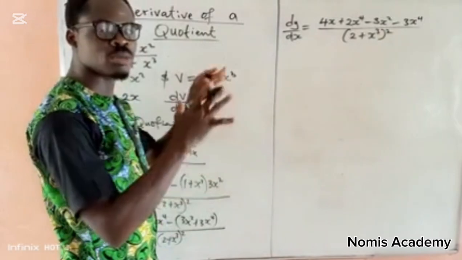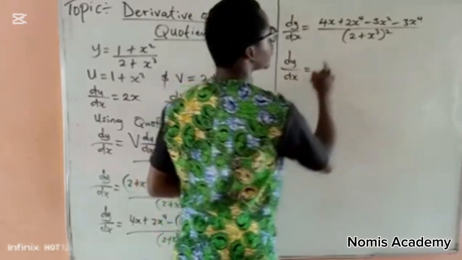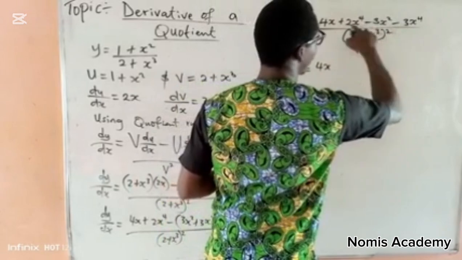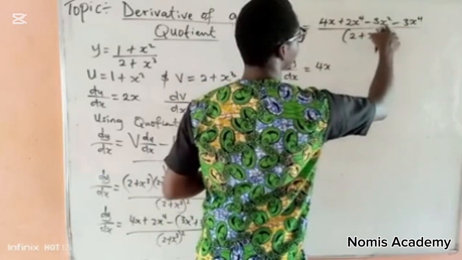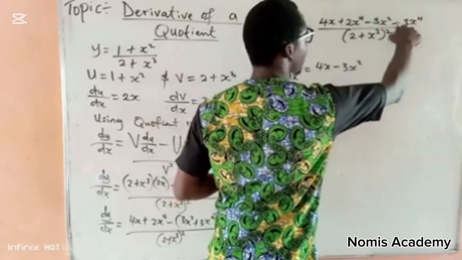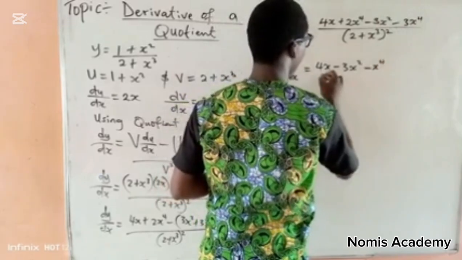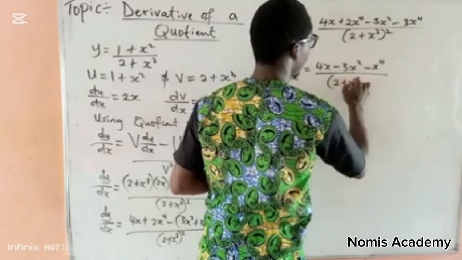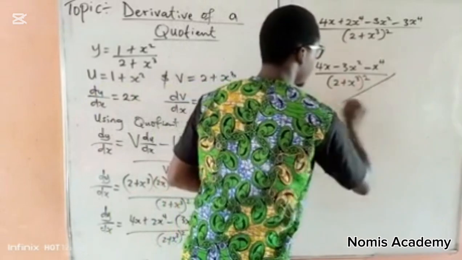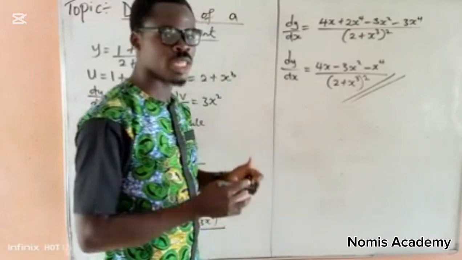So we can simplify the numerator to get the last solution. dy over dx is equal to 4x, and then minus 3x squared, so we write minus 3x squared. Then 2x raised to the power of 4 minus 3x raised to the power of 4 will give us minus x raised to the power of 4, all over 2 plus x cubed raised to the power of 2. So this is the derivative of the function given.